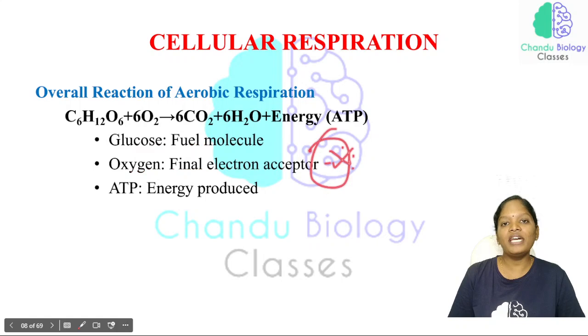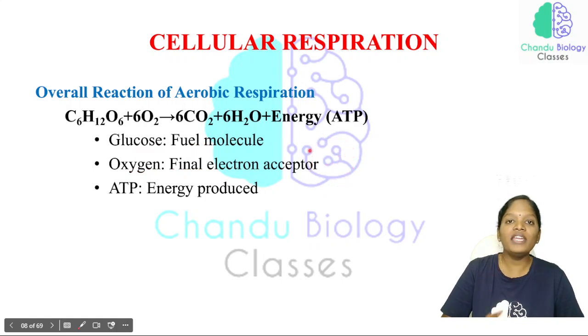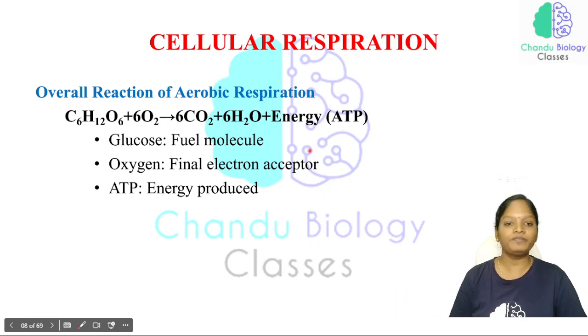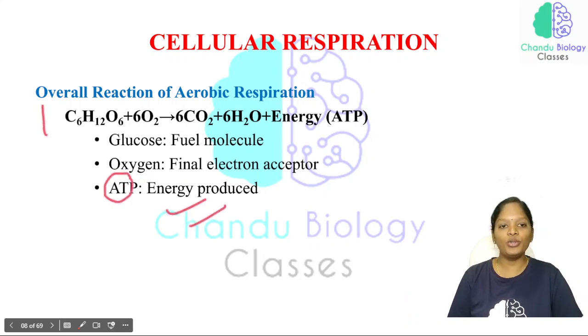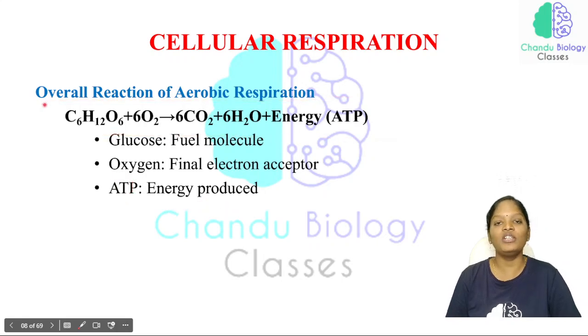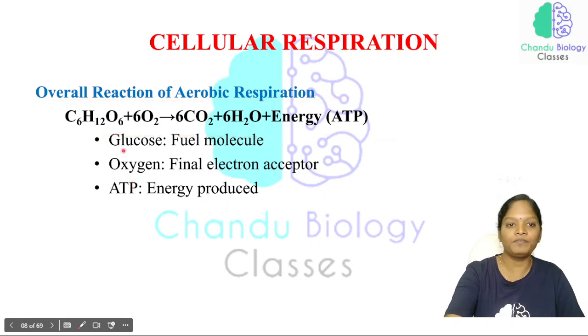Who will be the acceptor of an electron? Why is the electron released, and why does the released electron have to be accepted? Everything will be discussed in detail in the electron transport chain, which is one of the most important steps in cellular respiration. As a result of this, ATP is produced. You should know this is the overall reaction of aerobic respiration, not anaerobic respiration.